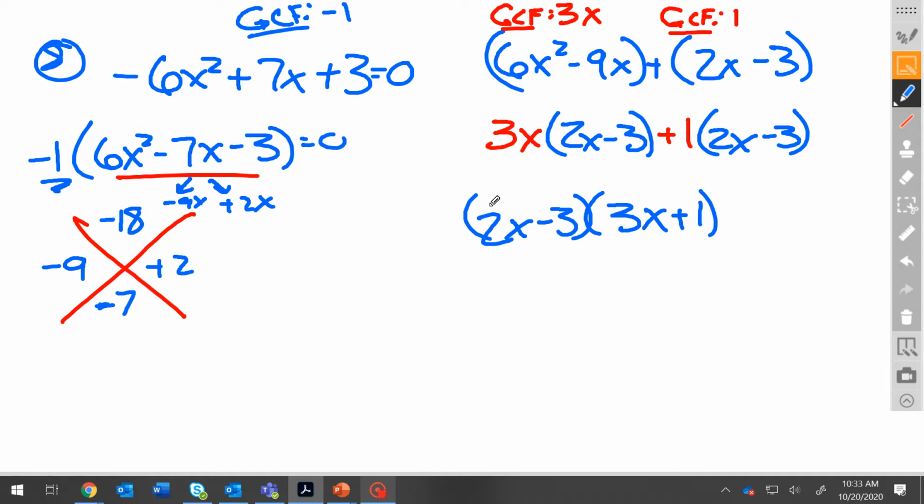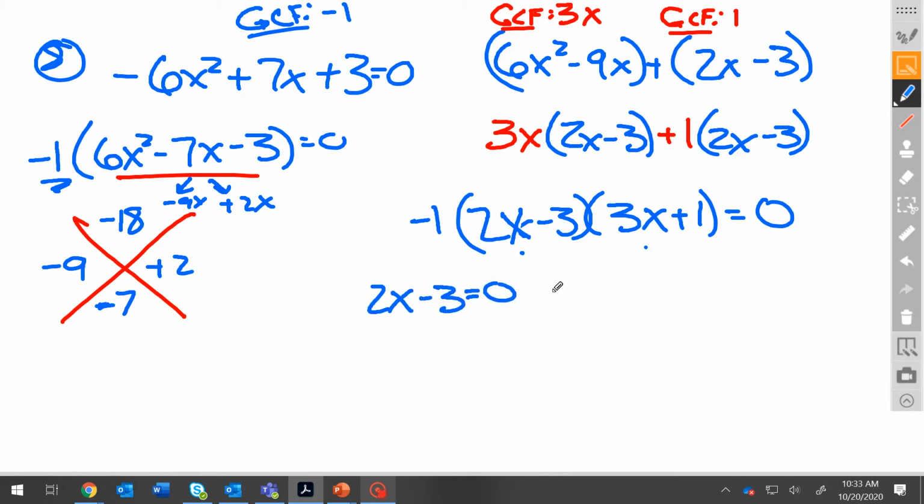And don't forget about the negative 1 that we started with. Actually, it really doesn't matter if you forget about it because it's not doing anything when we're solving. It is part of the factorization, but it's not doing anything when we're solving. So these two are what are doing something. This one, 2x minus 3 is 0, or 3x plus 1 could be 0.